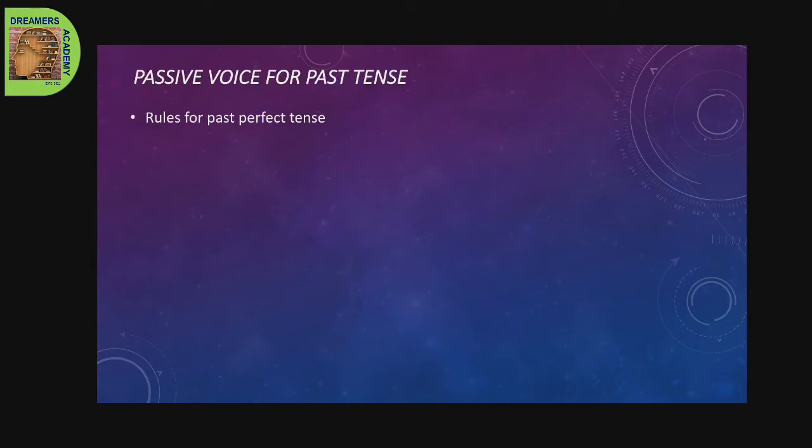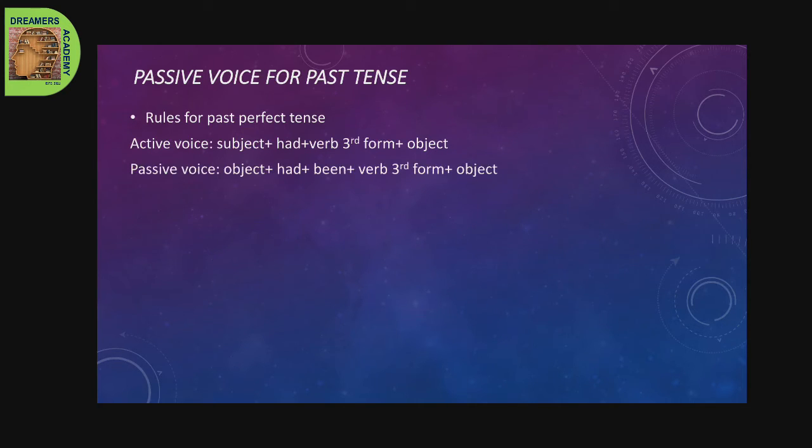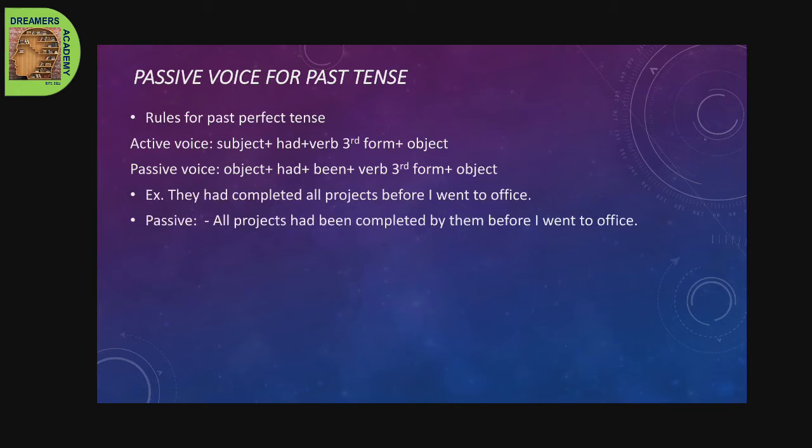Rules for past perfect tense. Active voice: subject plus had plus verb third form plus object, and passive voice: object plus had plus been plus verb third form plus object. Example: they had completed all projects before I went to office. Passive voice: all projects had been completed by them before I went to office.